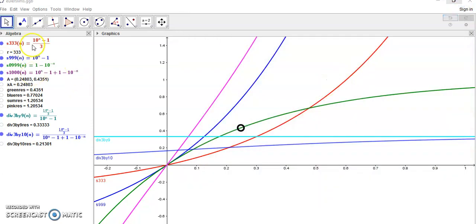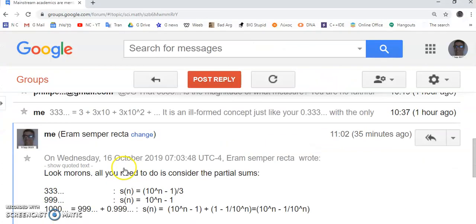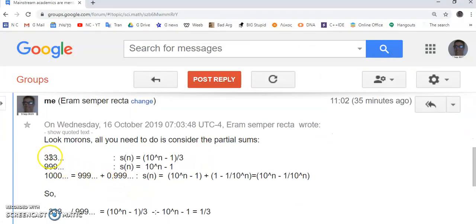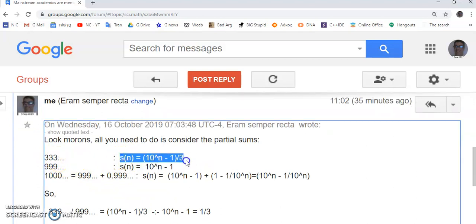Now, I've defined a series which I've called S333, and this series is this red curve here. It just increases because it happens to be this series here. In other words, 333... is given by this partial sum. And don't worry about the dots, because when I do the arithmetic, we don't actually have to care about what happens except for the same partial sums.